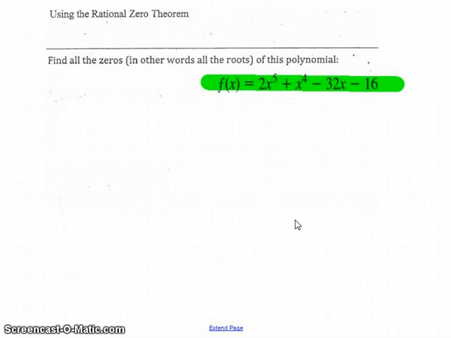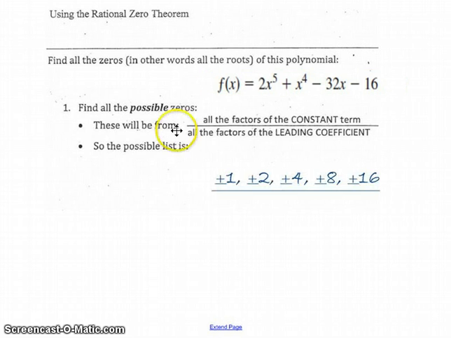Try this same process with another, more challenging problem. In this case, the possible list is the factors of 16, which I've listed here, over the factors of 2. Now I've got additional options here because I could be dividing the top by 1, but I could also be dividing the top by 2, or negative 2 for that matter.